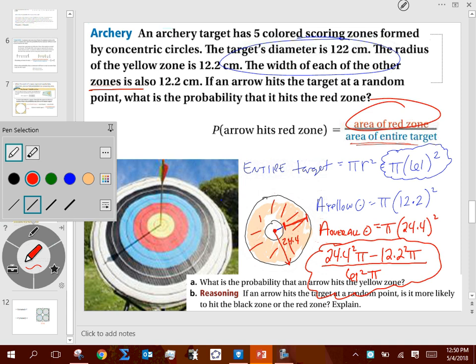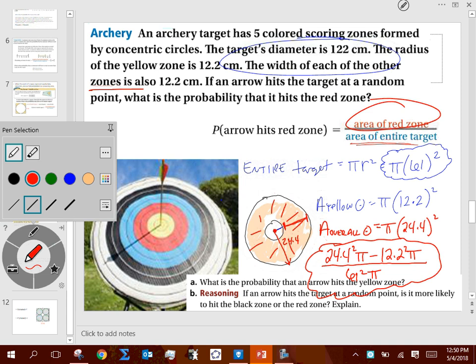Now, I'm not going to evaluate it with you right now, but that is what you would do. You type that in your calculator. That's going to give you the probability of hitting the red. Okay? What if I said, what's the probability of not hitting yellow? Probability of not hitting yellow. Do you see that it would be a very similar question?